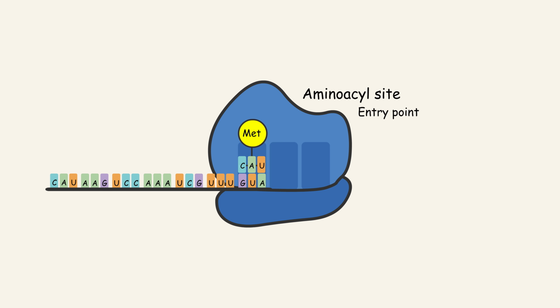Each tRNA has an anticodon, a set of nucleotides that must match the codon on the mRNA. If the match is correct, the tRNA is accepted into the ribosome. Like here, the codon on mRNA is AUG, and the anticodon on tRNA is UAC.